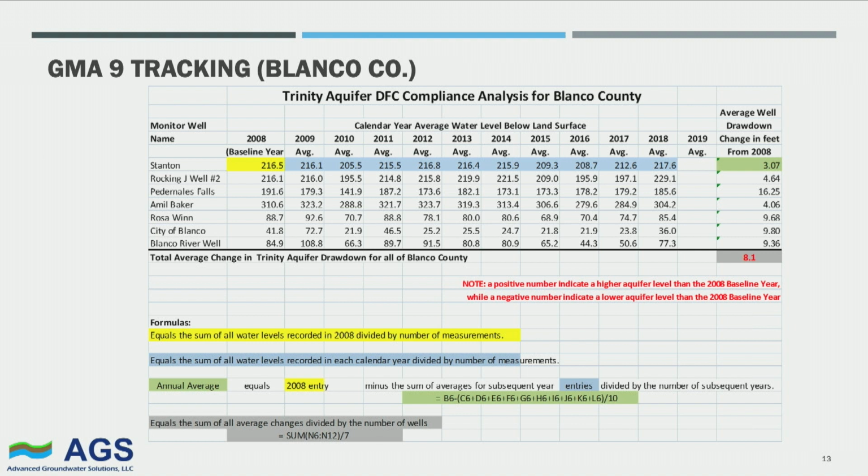But Blanco County, basically, this is one of the, if you get down to the nuts and bolts of how you take all your wells in a county and track them through time and average them and try to look at DFC compliance, this is their spreadsheet. Starting in 2008 with a baseline year and the water levels there. And Ron and his staff have basically been out measuring water levels, pretty simple stuff, right? For the most part.